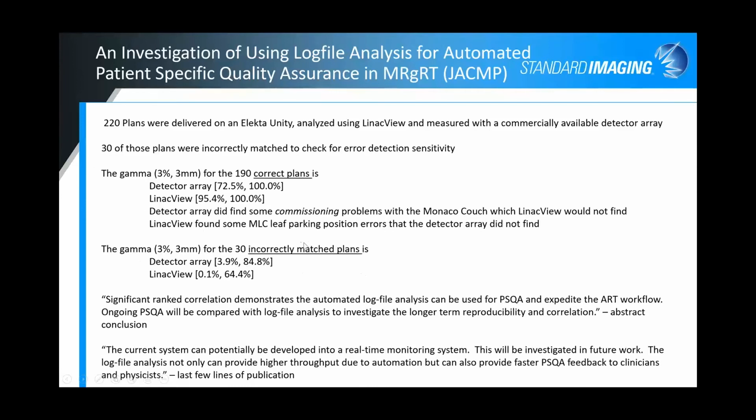And then going on for the 30 incorrectly matched plans, the detector array gave gamma pass rates between 4 and 85%. So that's a pretty high number, whereas Linac View's gamma pass rates were between 0.1 and 64.4%. And so there's certainly correlation here. Linac View showed lower values for the gamma pass rates for the incorrectly matched plans overall than did the detector array.